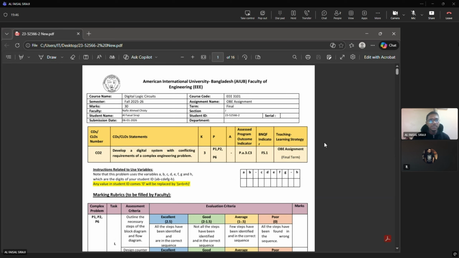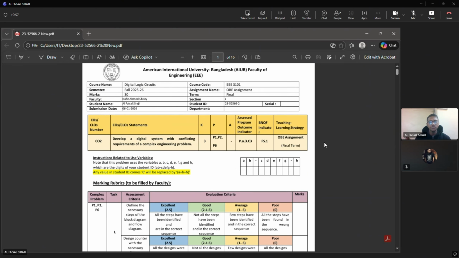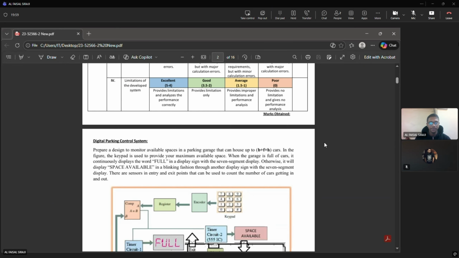This is our course Digital Logic and Circuit, and this is the assignment of our final term. The assignment topic is Digital Parking System. My ID is 235256662.